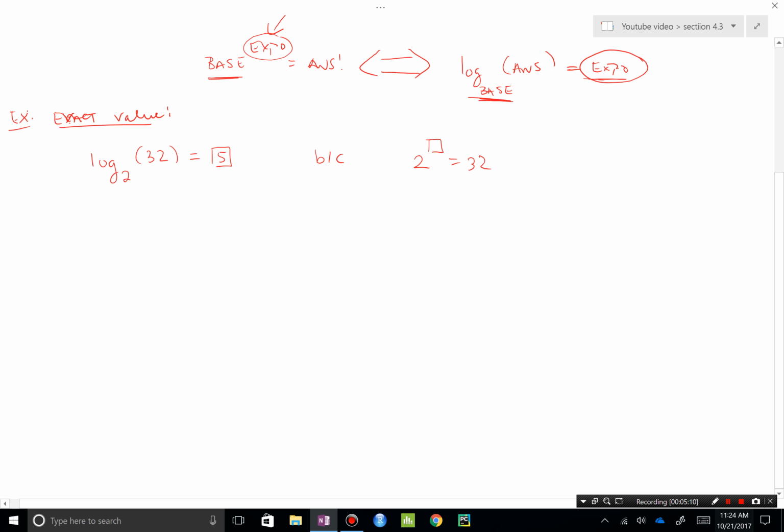Easy, right? But then when you have trickiness, like log base 8 of 32, now you need to use some skills here, okay? And what do I mean? It's the same thing. Don't know what the answer is.